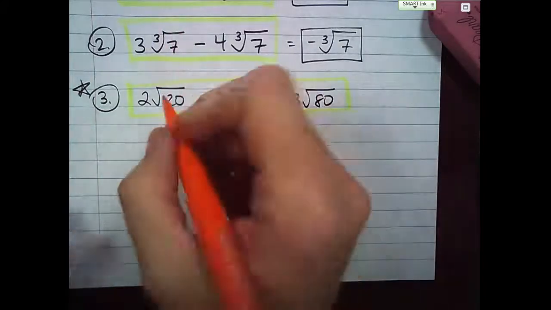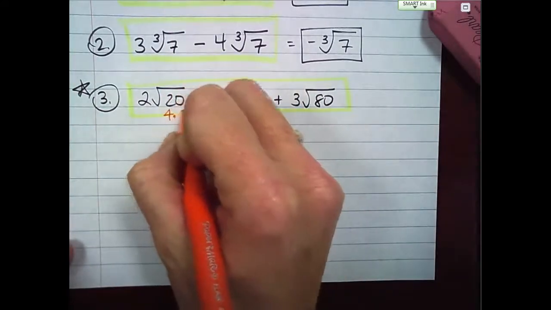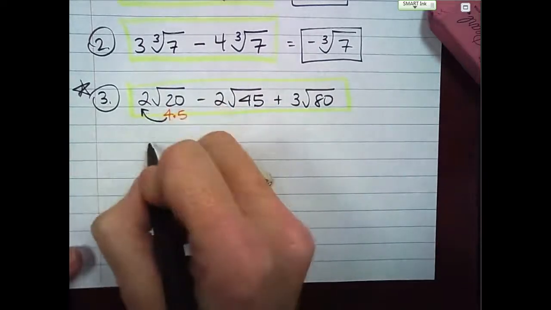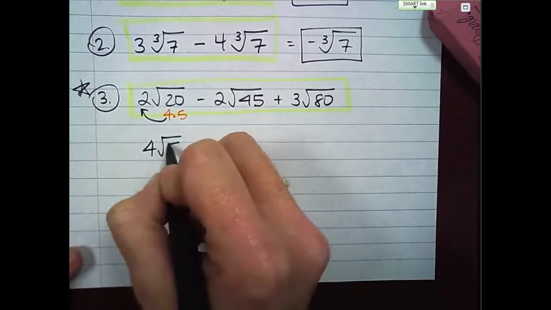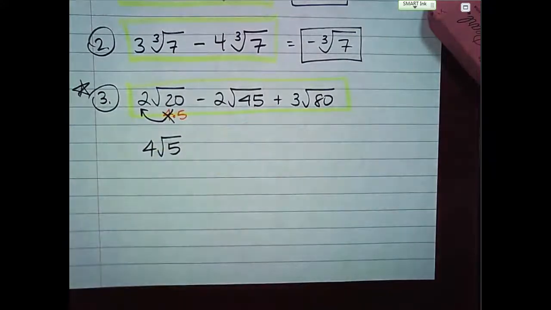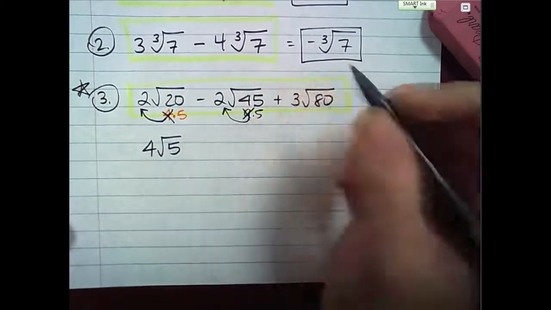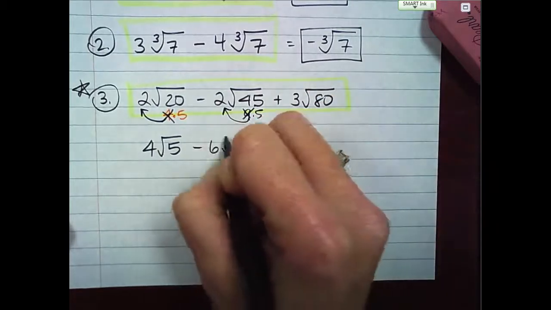If you want, you can just write right below them. This is 4 times 5, right? You take a 4 out, it gives you 4 root 5. You don't have to rewrite them all. You can try it underneath if you'd like. This is 9 times 5. So you multiply that by 3, so you get negative 6 root 5.